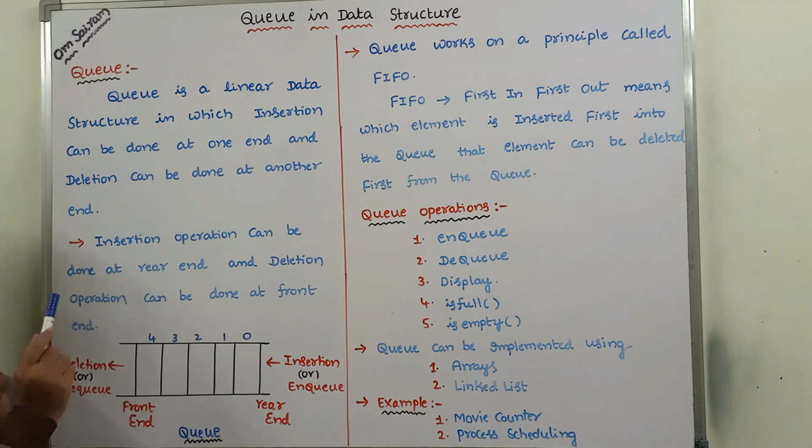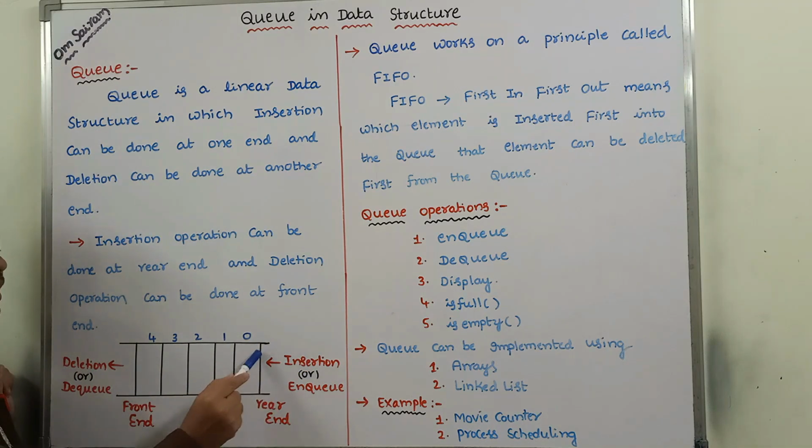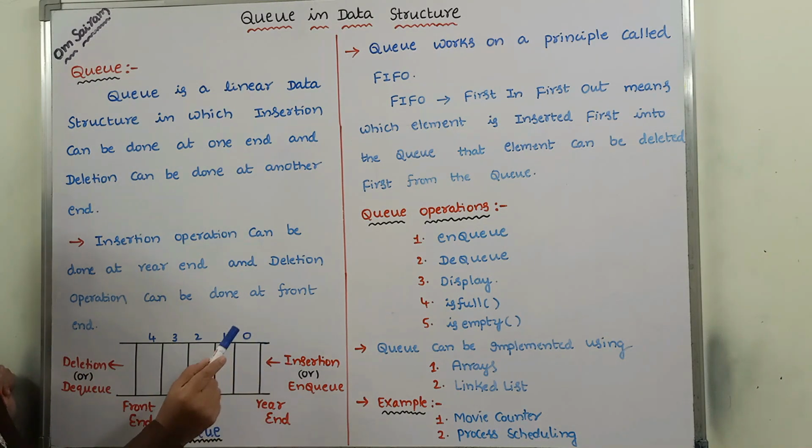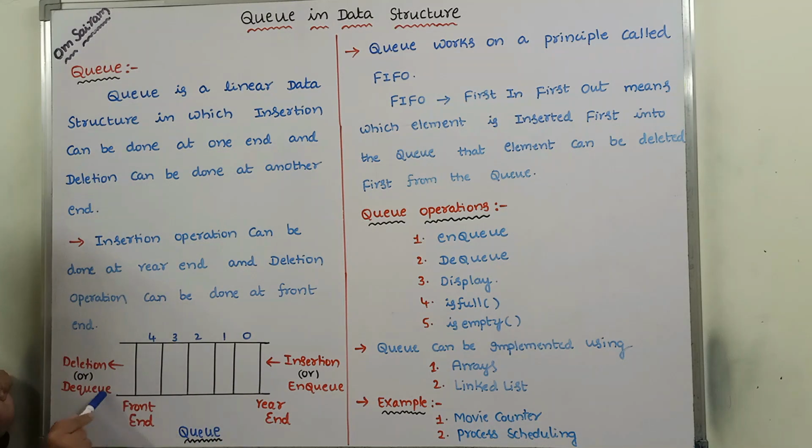Okay. So a queue is a linear data structure in which insertion can be done at this end. Deletion can be done at this end. Insertion can be done at the rear end. Deletion can be done at front end.